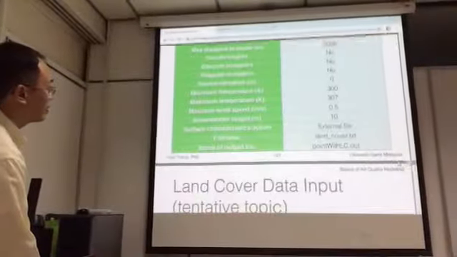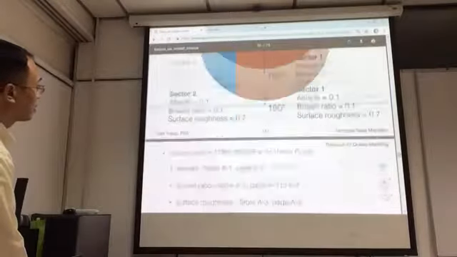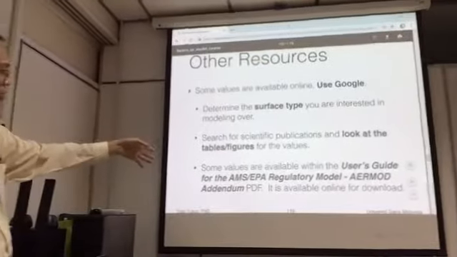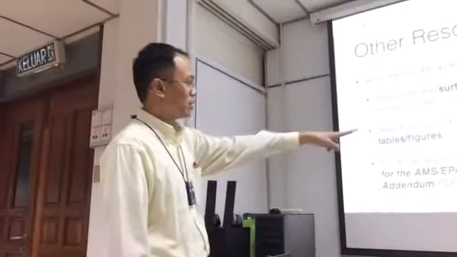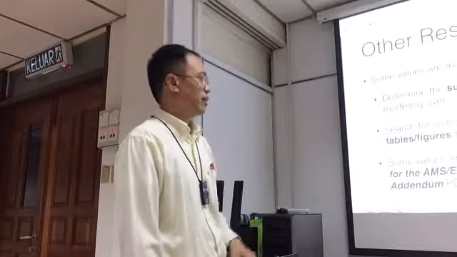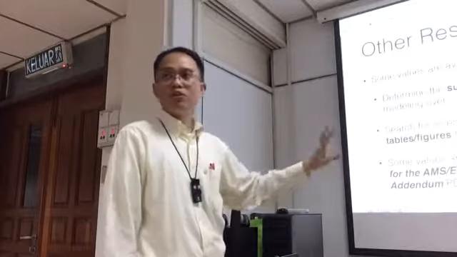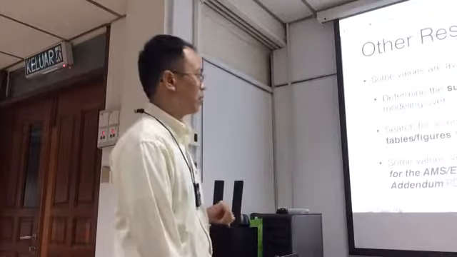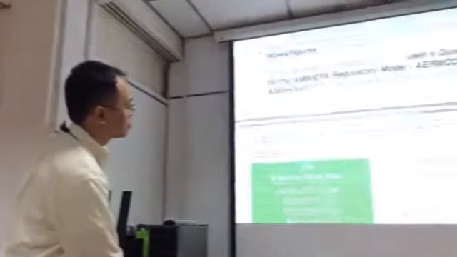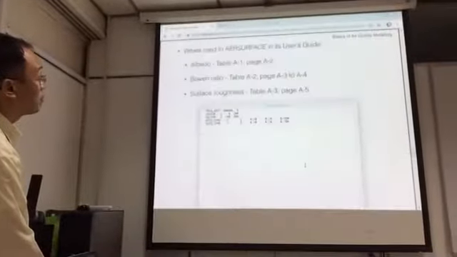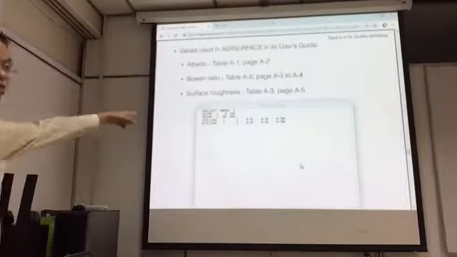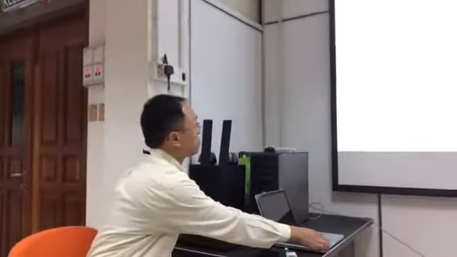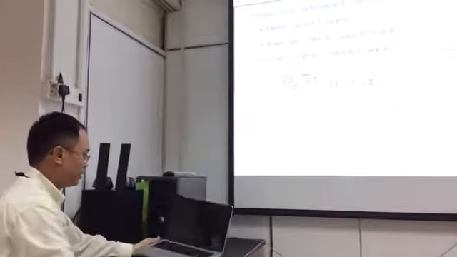Either use Google to get it, or you can use the user guide for AERMOD from the EPA. It's a PDF; you just Google it, then you can download the PDF for the table of values. Okay, before we can run this, you have to create this file. I'll show you how you do that.